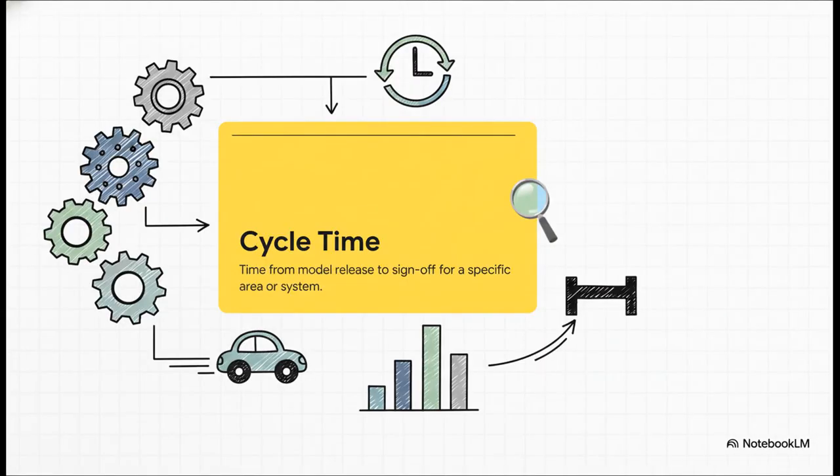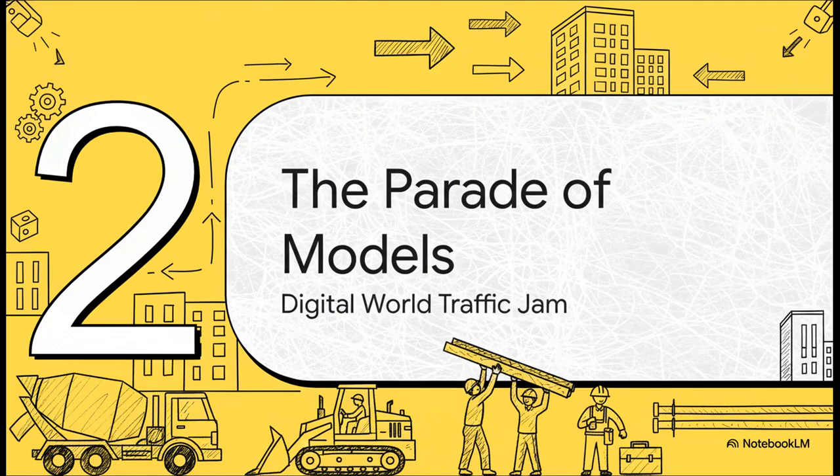Now, if throughput is about how many cars get there, cycle time is all about how fast each individual car makes that journey. It's the total time from the second a digital model is released to the moment it gets that final stamp of approval. You want to see lots of cars arriving? That's high throughput. In the shortest time possible? That's low cycle time. That's the dream. And this all brings us to this really core idea, the parade of models.